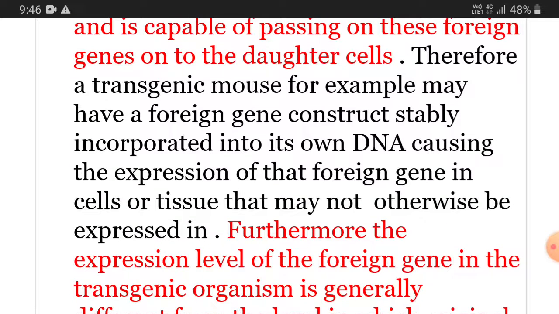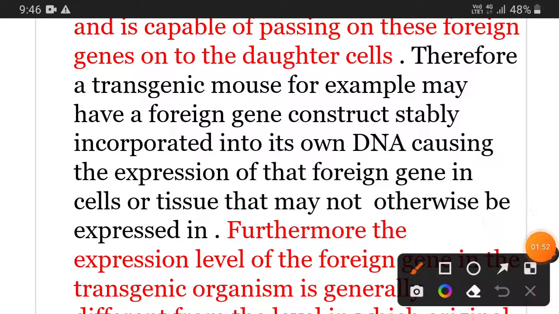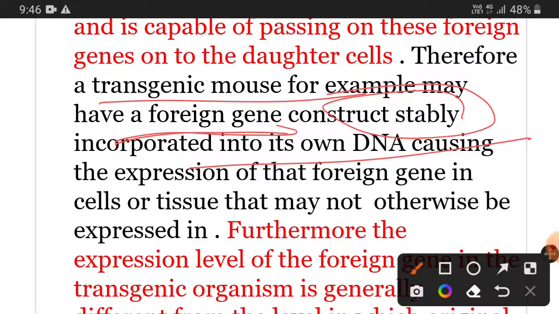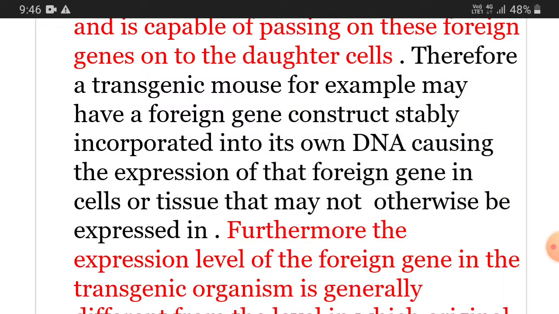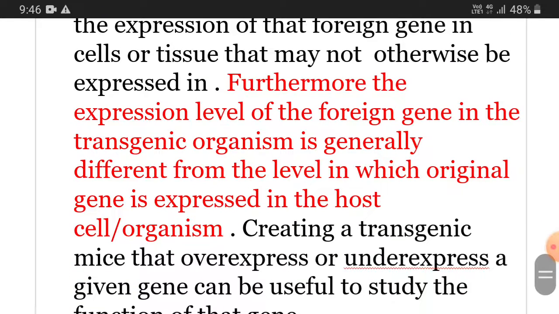Therefore a transgenic organism, let's say a transgenic mouse for example, may have a foreign gene construct which is stably incorporated into its own DNA, that ultimately causes the expression of that foreign gene in a cell or tissue that may not otherwise express it, right? Another important thing I want to mention is that the expression level of the foreign gene in the host organism should be different from the expression level of other genes in that host cell or organism.